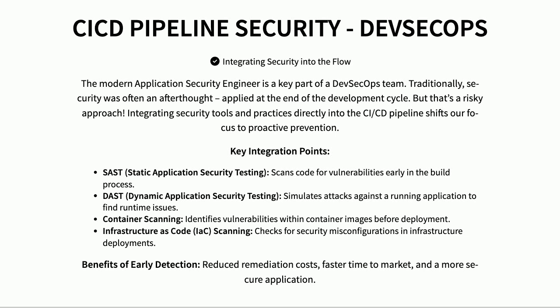Tools like SAST and DAST are super helpful for catching problems early on during development before they make their way into production. And we're not just looking at code. Container scanning and even checking our infrastructure as code can uncover hidden risks. By integrating security throughout the CI/CD pipeline, we drastically reduce costs and get a more secure application out to users faster.